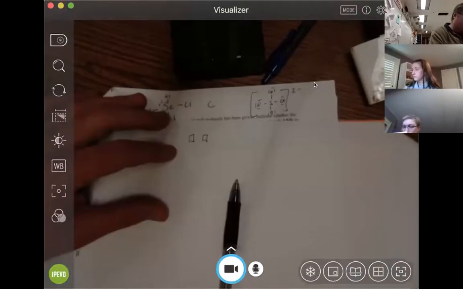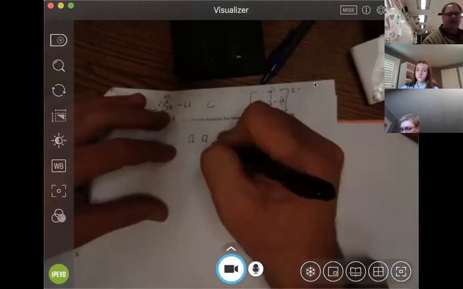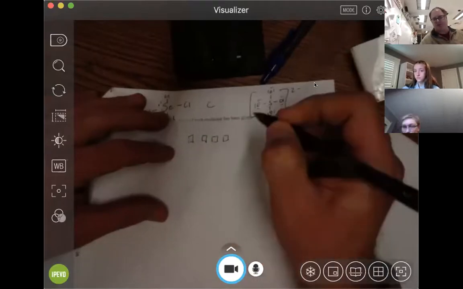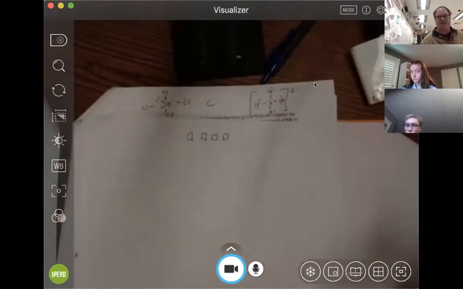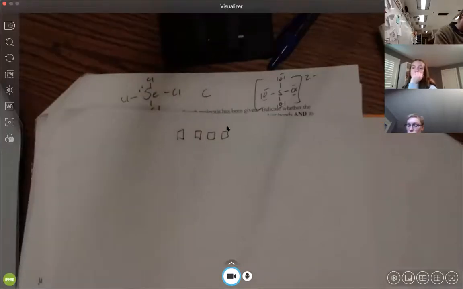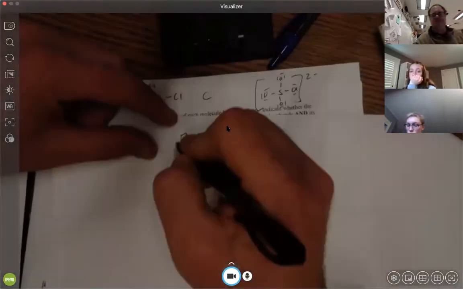So bonding is done through electrons. Ionic bonding is a transfer of electrons, and covalent bonding is a sharing of electrons. See if I can make this bigger for you. So here we have an S and P sublevel.